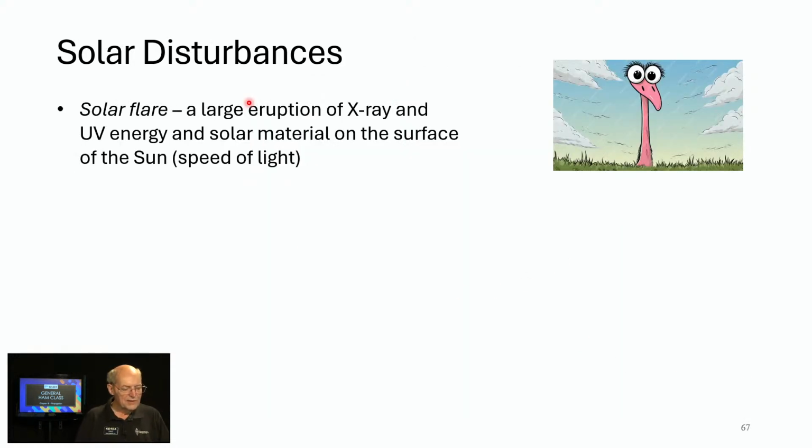So solar disturbances, and I searched quite a while before I could find a picture of a disturbed ostrich. That's what this is over here. A solar flare is a large eruption of X-ray and UV energy in solar material on the surface of the sun. Now, solar flare, that's light, okay? So it's going to come at us at the speed of light. It'll take about 8 minutes to get here from the sun.